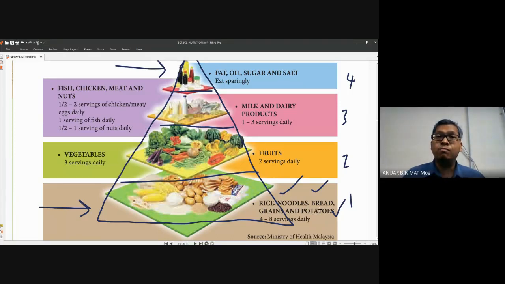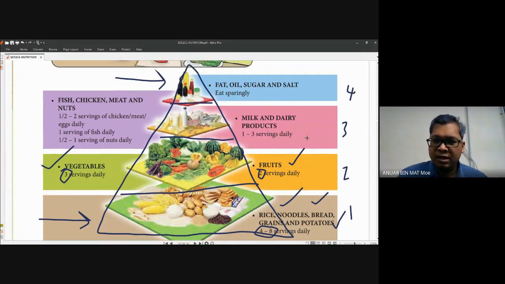Okay, you can eat more during the what we call daily. Maybe 4 to 8 servings. Okay, and then we go to the second layer, number 2. You try to eat fruit and vegetables. There are maybe 2 servings daily for fruits, and for vegetables 3 servings daily.